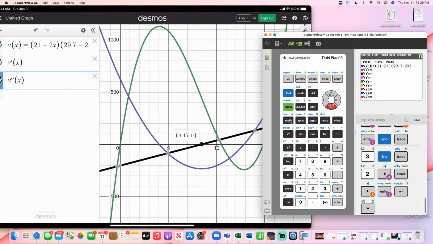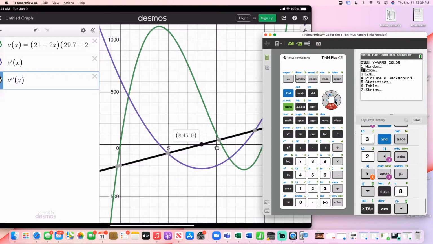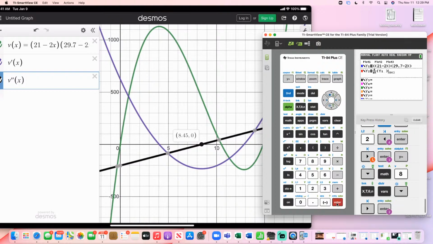I'm going to go to math, math 8. And then it says d to the dx, derivative with respect to x. And then the function, I don't want to type this whole thing again. Too lazy. I'm just going to use vars. Look at this. Vars, and then you go to y vars, then function, and just type y1. And this is going to be x.